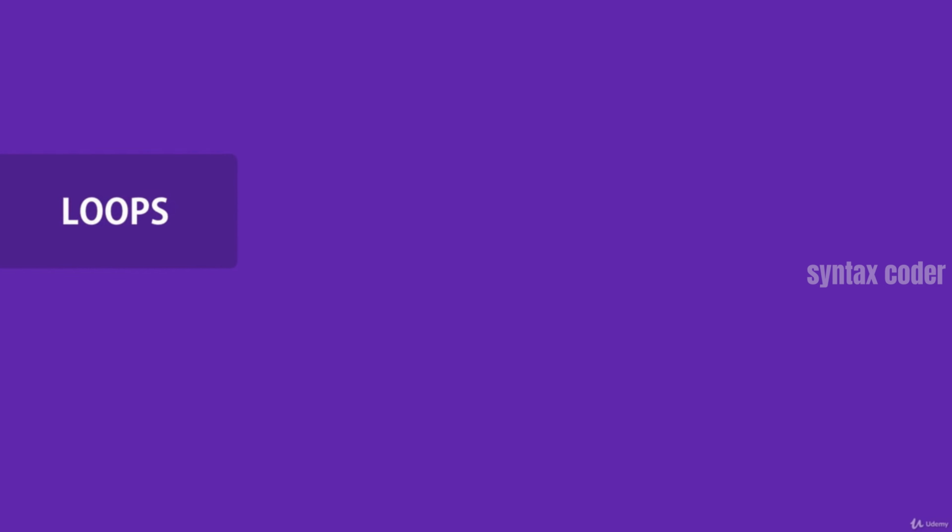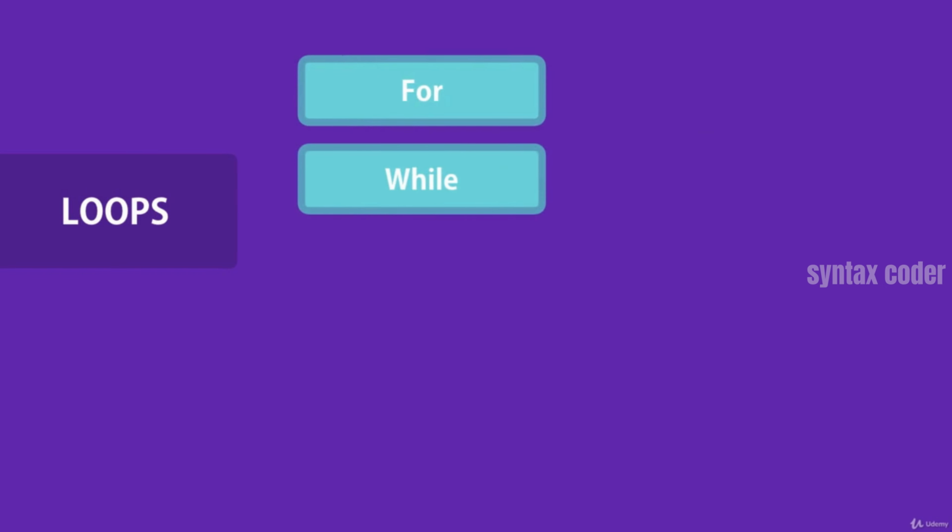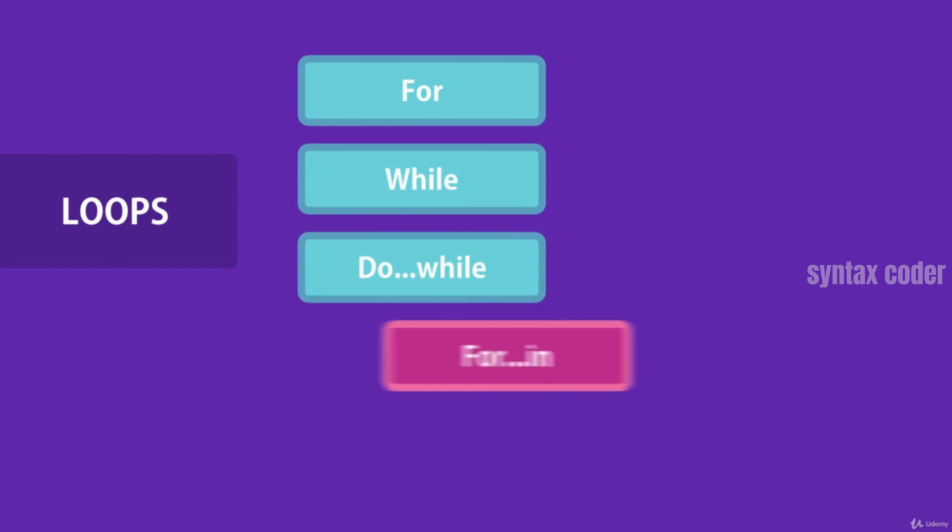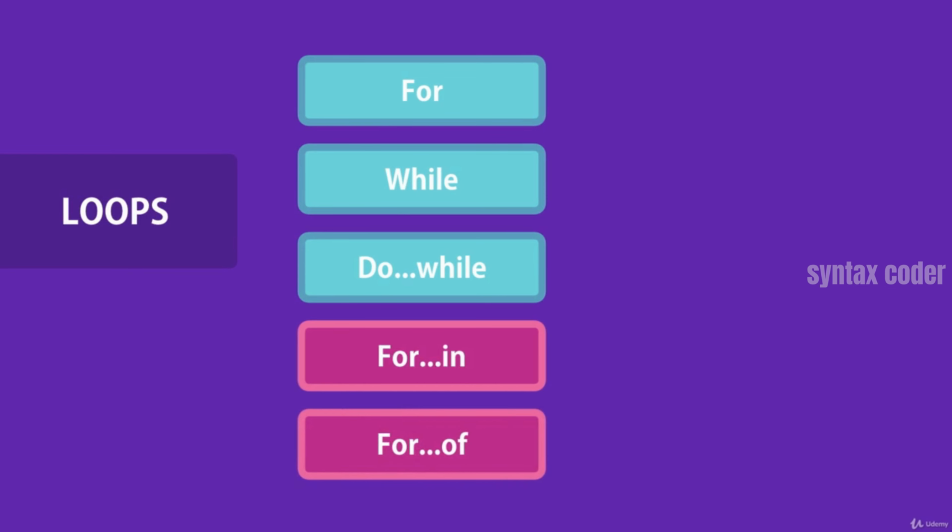In JavaScript, we have various kinds of loops, and all these loops essentially do the same thing. They repeat an action a number of times. We have for loops, while loops, do while loops, for in loops, and for of loops. All these loops essentially do the same thing, but there is a subtle difference between how they start and end.